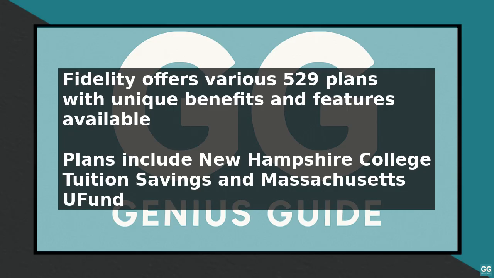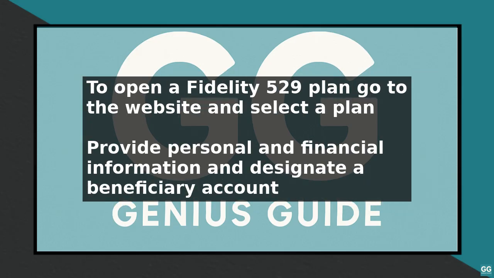To open a Fidelity 529 plan, you'll need to follow these steps. First, go to the Fidelity website and select the plan you're interested in. Then, click on the Enroll Now button and follow the online application process. You'll need to provide personal and financial information, as well as designate a beneficiary for the account.